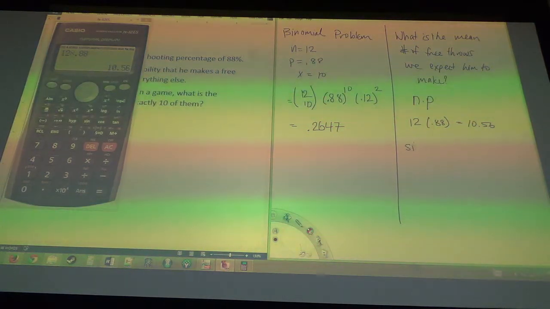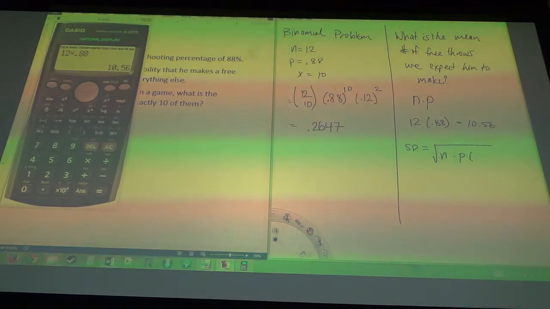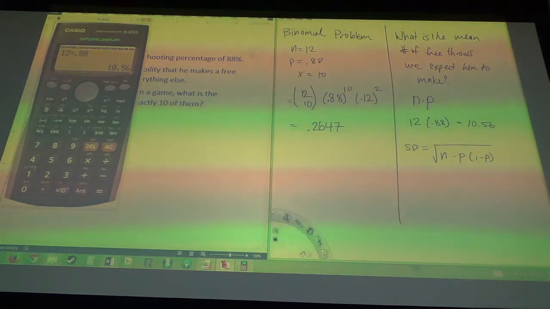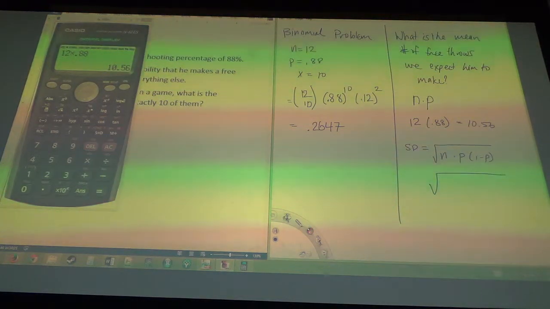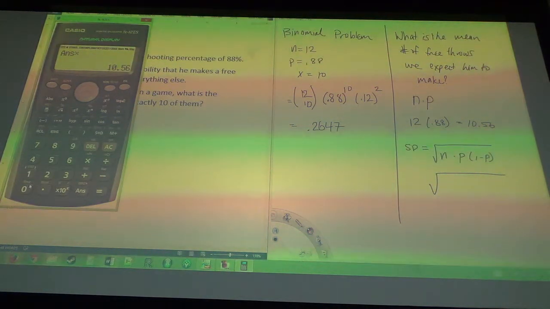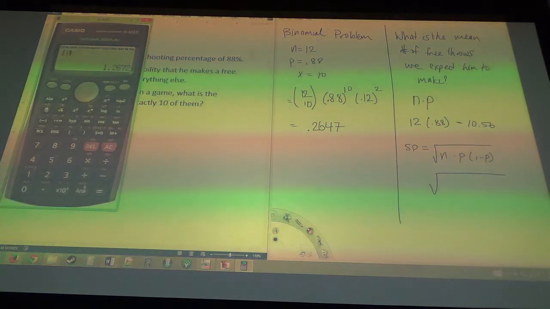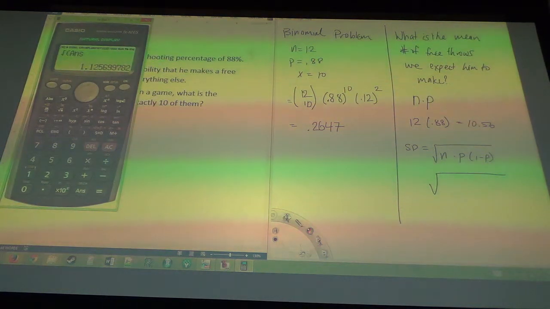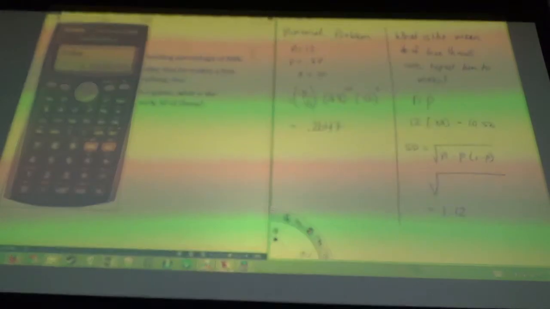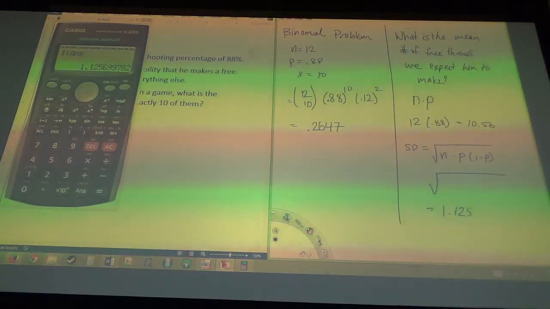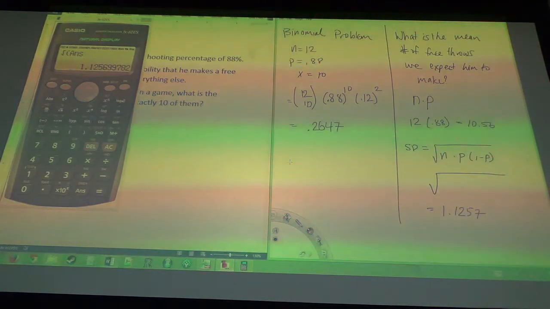And if I asked for the standard deviation, you would give me the square root of n times p times 1 minus p. So that'd be 10.56 times 0.12, and I would take the square root of that, and I would get 1.1257. Yeah? So no rounding rule for something that's discrete.